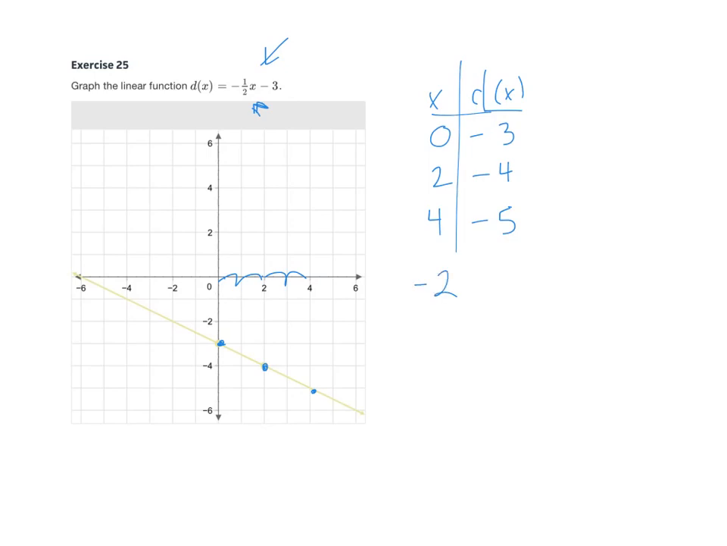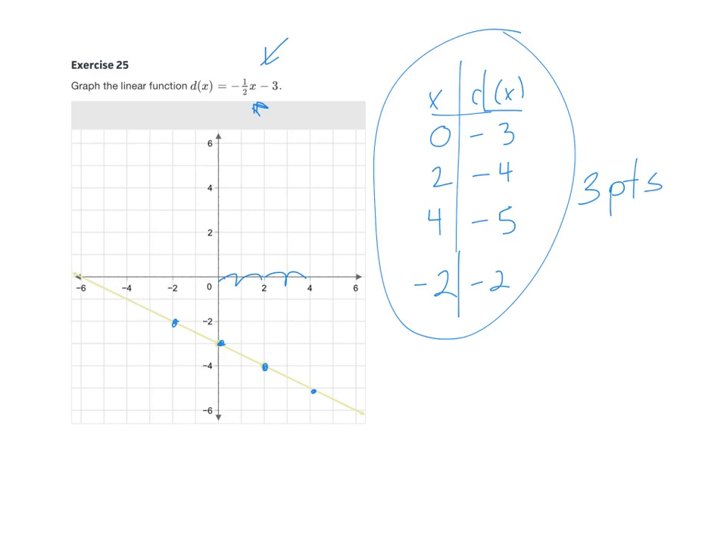Let's say we did negative 2. The negative half of negative 2 is positive 1. 1 minus 3 is negative 2. Negative 2 is on the line. How many points do you need to do here? 3 points.